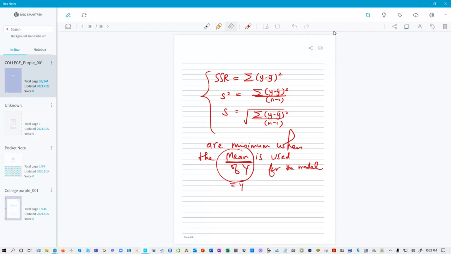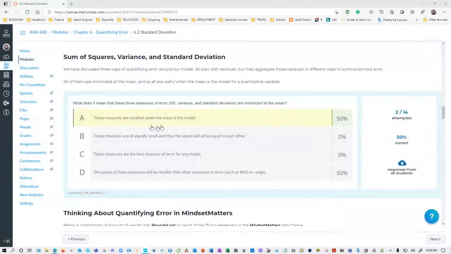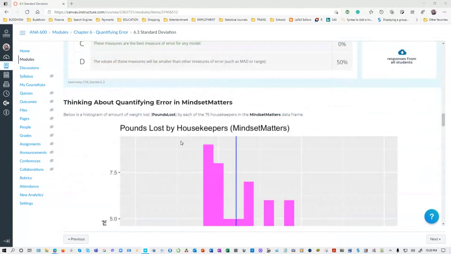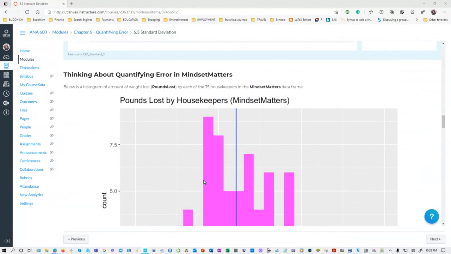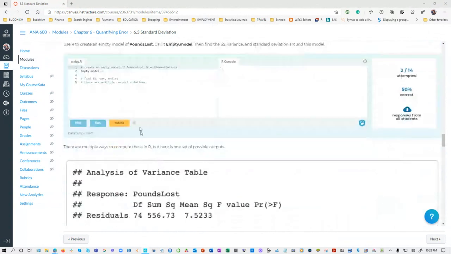Mean of y bar. The same way that they are quantifying that mindset matters, now we're going to get something that we like. If you go to this histogram, 75 housekeepers, mindset matters. You do the same thing. You can find the SS, Y, and SD.